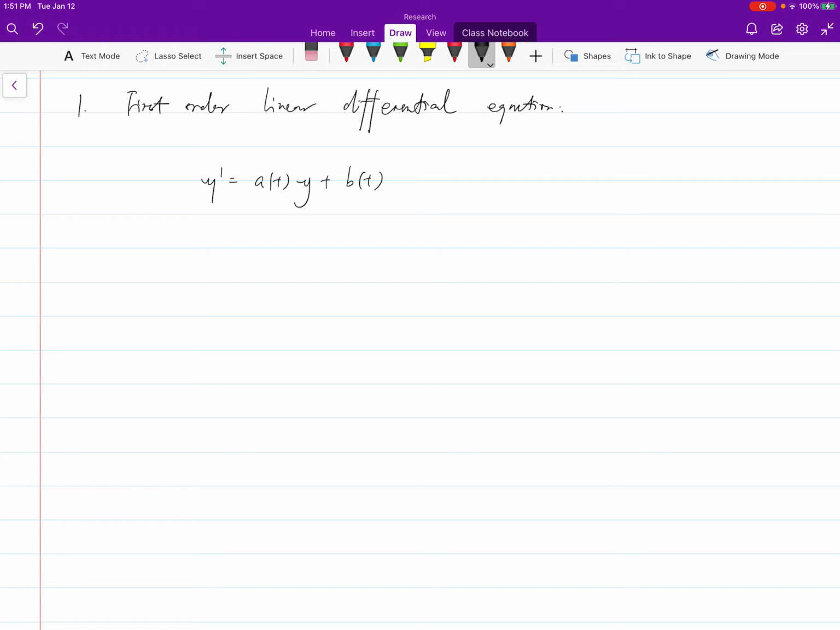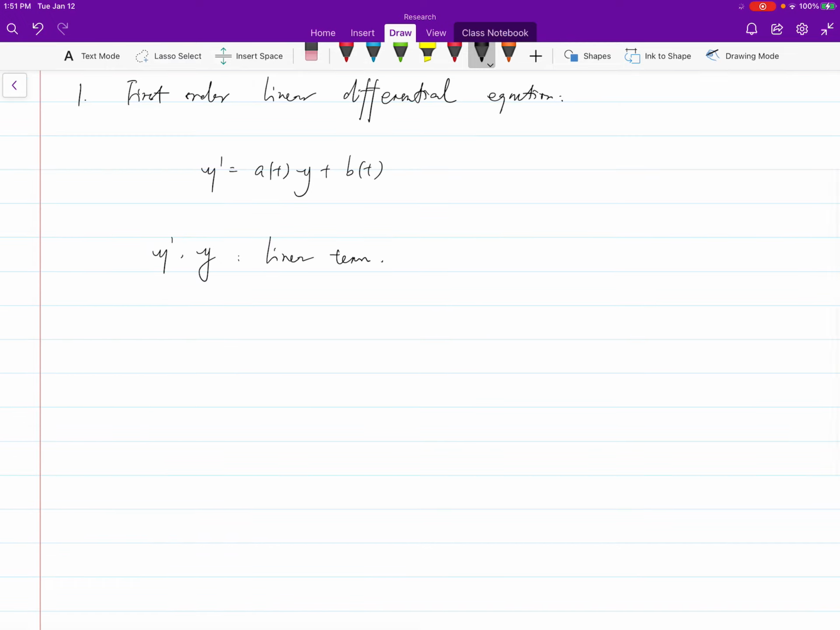It's called linear simply because you have y prime, you have y term, and they are in linear terms, which is a constant times itself. You don't have y squared, you don't have sine y, things like that which are not linear. Like I said before, a(t) and b(t) can be nonlinear with respect to t, because what we say about linear here really is with respect to y.